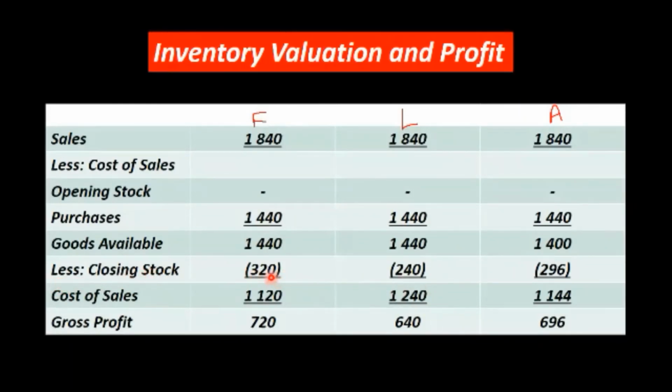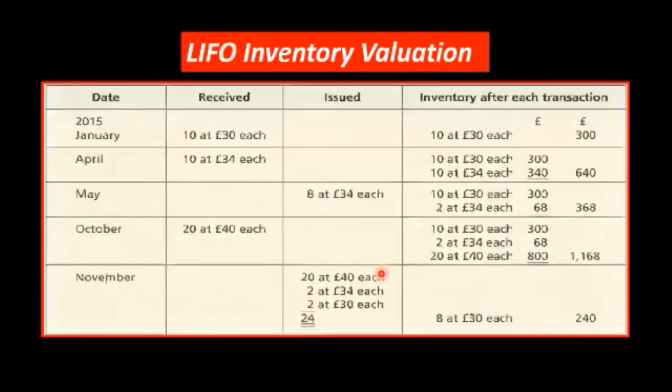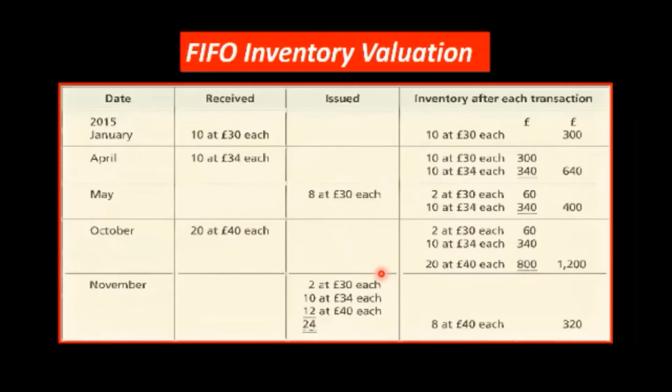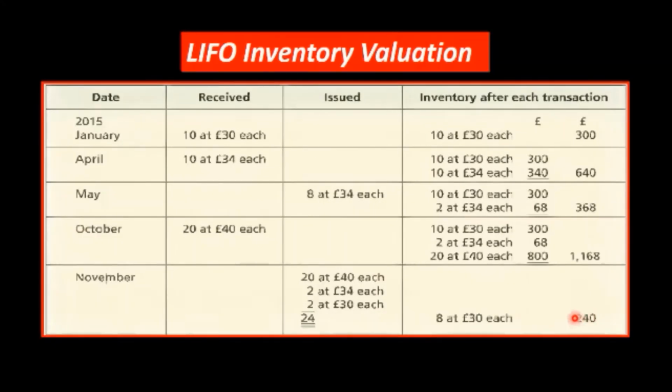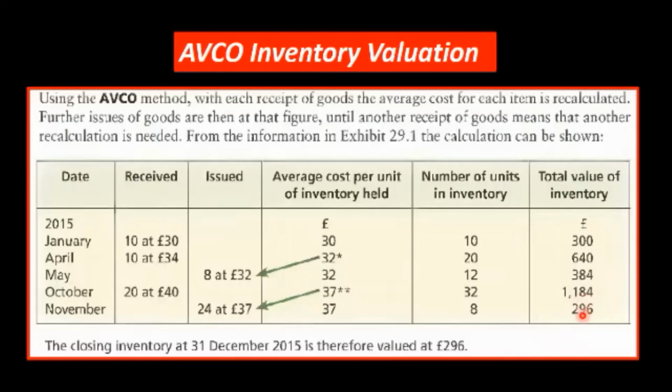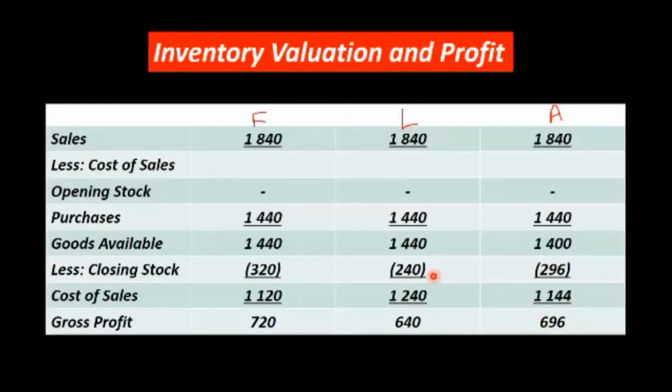We got 320 for FIFO, 240 for LIFO, and 296 for AVCO. Right, we can go back and take a look at it. We put it in the columns there. We minus the closing stock from the goods available, and we see our cost of sales 1120 here, 1240 here, and 1144 here.